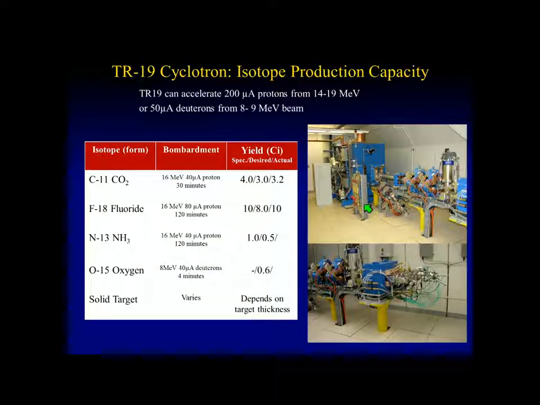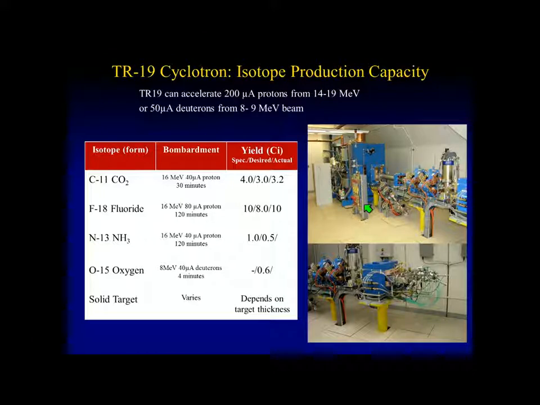Okay, so what we make in terms of yields, this is the standard isotope production of the TR19. It's variable energy and it runs from 14 to 19 MeV. In other words, we can change that energy, and we accelerate deuterons from an 8 to 9 MeV beam. But when we're making our traditional fluorine, oxygen, nitrogen, we're doing them in our regular cyclotron, which is here. They bombard targets that are at the end of the range. But now with our solid targets, this is the extended beam line.